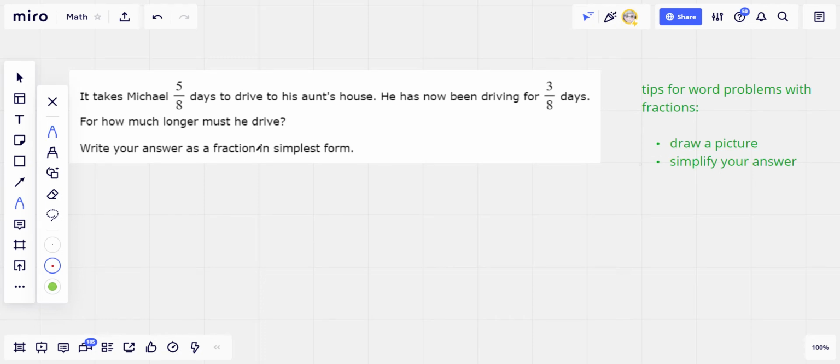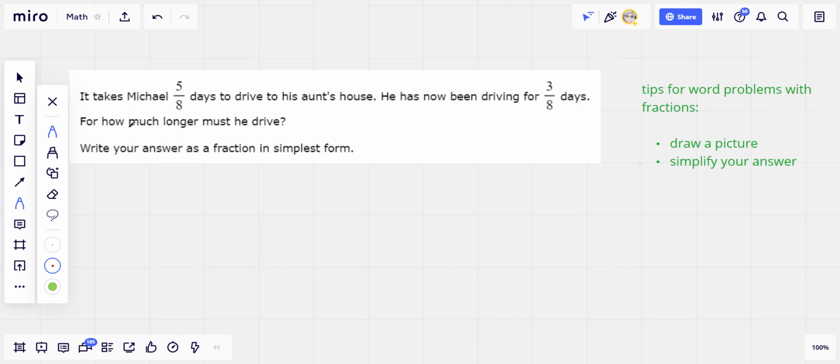Here we have a word problem that is going to involve adding or subtracting fractions. And my key tip for any kind of word problem is to try to draw a picture if you can, because sometimes you draw a picture and then everything makes sense and you can sometimes find the answer without even having to do a lot of calculation. So let's take a look at this one.